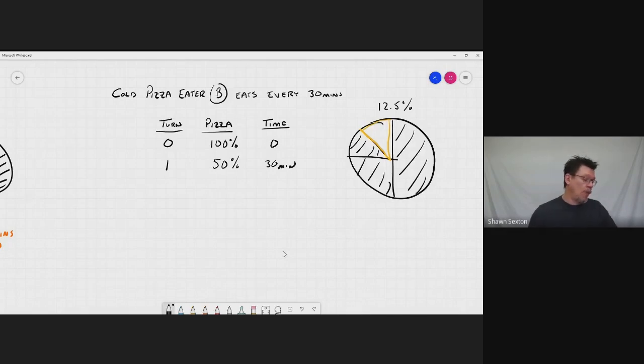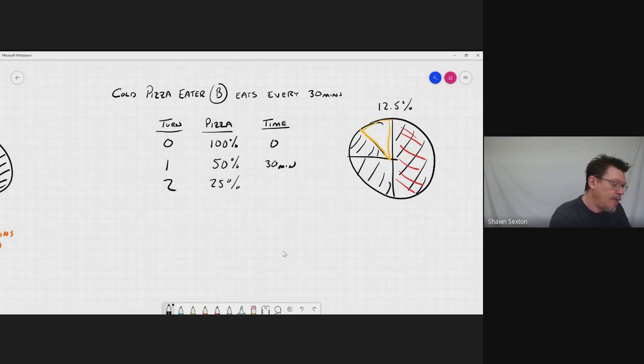All right, so we know we've already gone 30 minutes, but we're only at 50%. So that's this part right here. All right, so we've accounted for half. All right, so now let's go to turn 2. On turn 2, how much pizza is left after turn 2? Okay, so you should have divided 50% by 2 and gotten 25%. And at 30-minute intervals, 30-minute turns, that means that Pizza Eater B is at 60 minutes. All right, so now we've accounted for that.